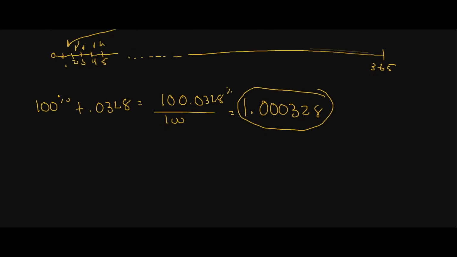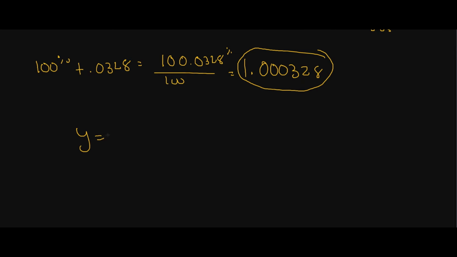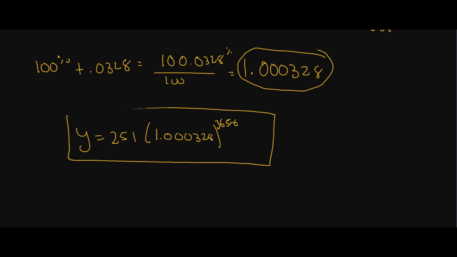So I'm going to get y equals 251, which was my starting balance, times 1.000328, my new constant multiplier. But how many times is it going to be multiplied? How many sections did we have that this percentage is going to occur? Well, remember, it was 365 sections, so that's why we need the 365 up here multiplied with t representing time in years, and this would be my equation.